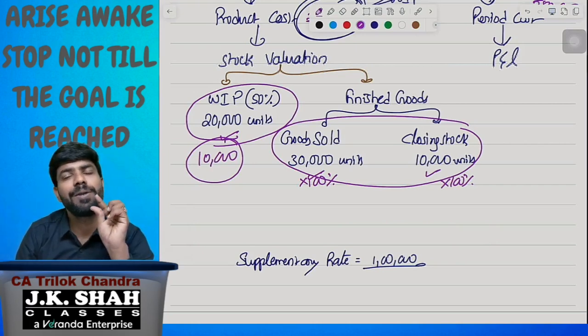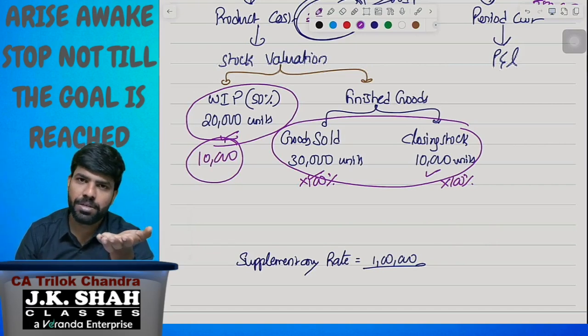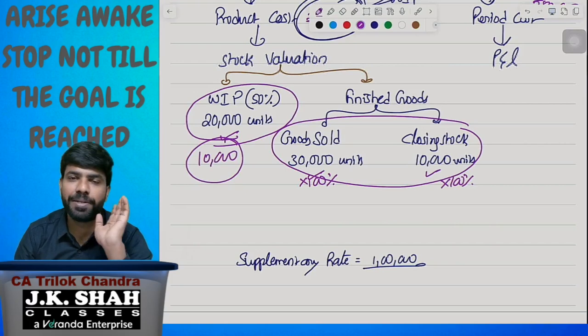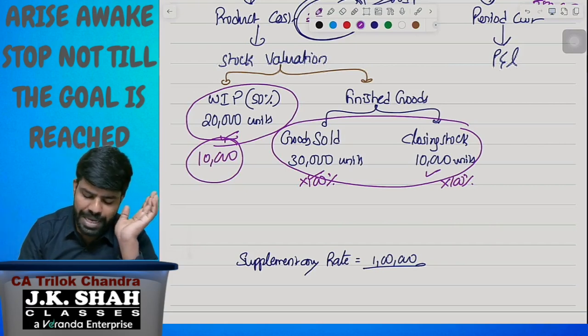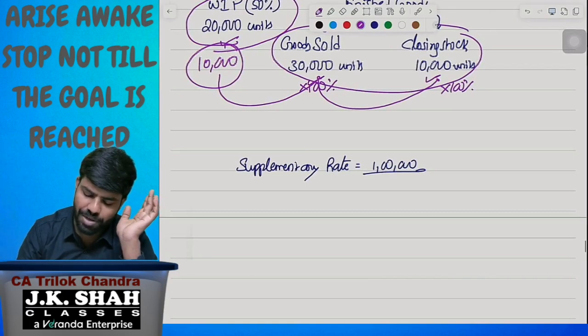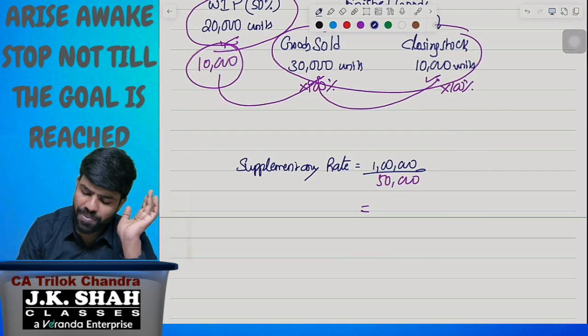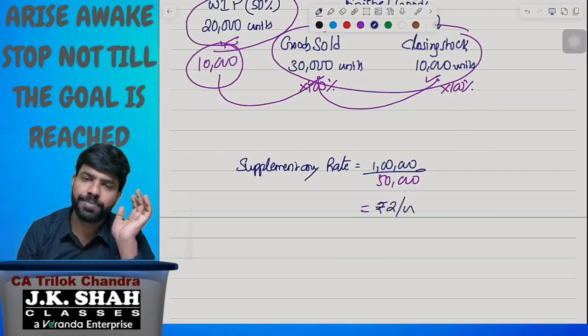I know that I am going a little bit fast. I am making this class on the assumption that you have already attended the earlier classes. If you want to go slow, you can reduce the speed. Now, equivalent units are 10,000 plus 30,000 plus 10,000, totally 50,000. So 50,000 is the equivalent units, and 1 lakh divided by 50,000 is rupees 2 per unit.